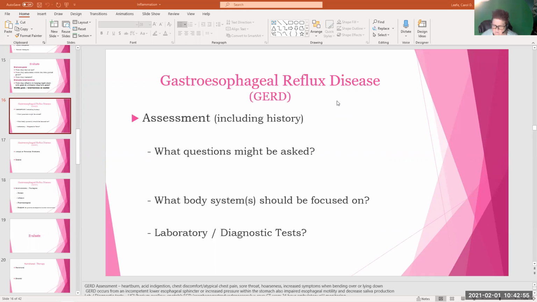Okay, so with GERD, assessment? What are they going to come in with, you think? If they come into the ER? Chest pain. Chest pain, heartburn. Yes, and it's going to be what we call atypical chest pain. But if it's chest pain, what's going to happen in the ER? EKG.